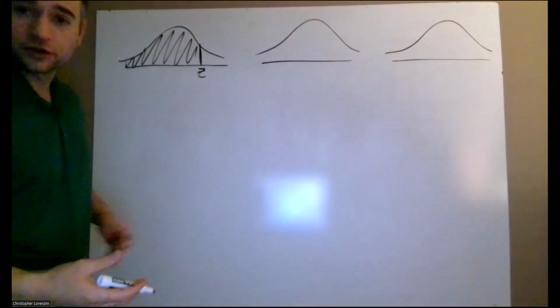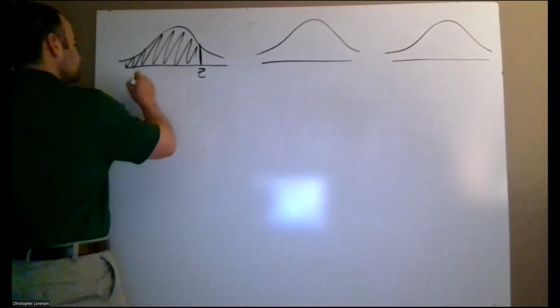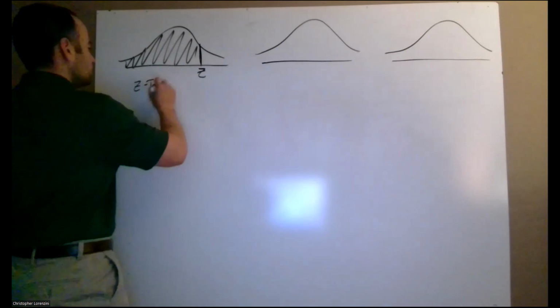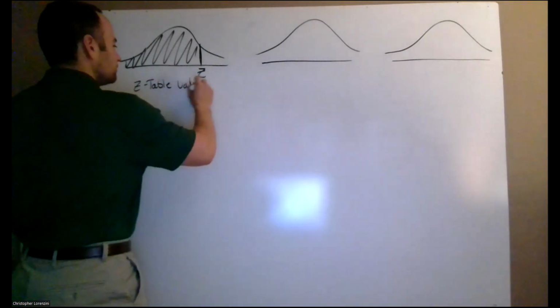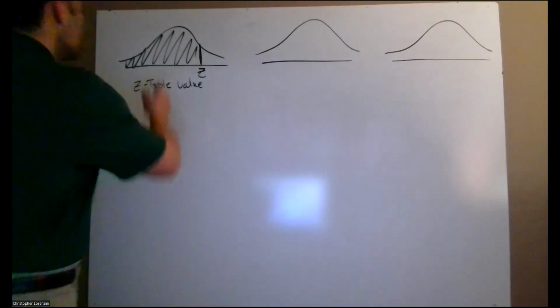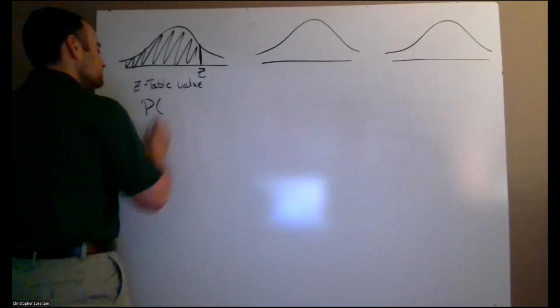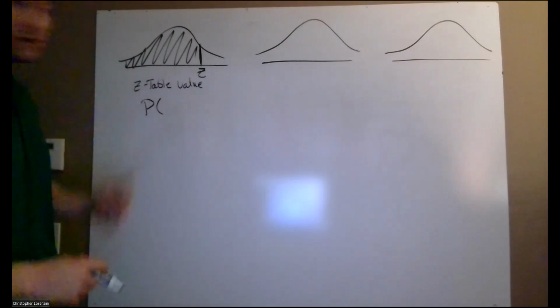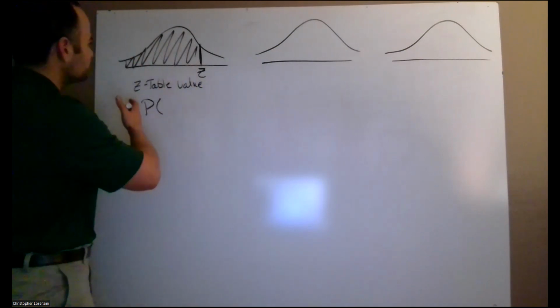Let's find the area under the curve to the left. So this comes from the value we look up on the Z table. And we'll look at an example right now. What other notation might we see when it comes to this? This is the area under the curve to the left of Z.